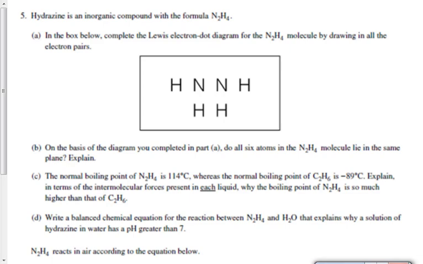So, hydrazine is an inorganic compound with formula N2H4. In the box below, complete the Lewis electron dot diagram by drawing in all the electron pairs. These are gifts. Now, I've learned from the homeroom session that we had that you could do lines in between, but finish it off quickly. That's just probably the beginning of everything, but you don't want to make mistakes on this. Electron dot diagram. Yes, I know.